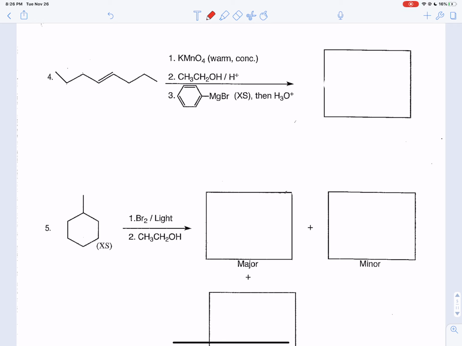Okay, so we have potassium permanganate. Conditions are warm and concentrated. So these are harsh conditions, right? And notice there's a lot of oxygens, right? So what type of agent is this? Oxidizing or reducing?